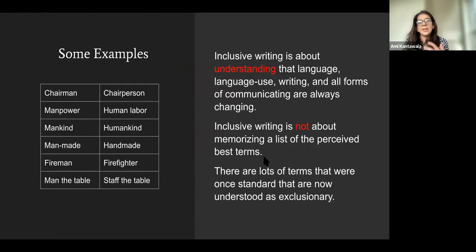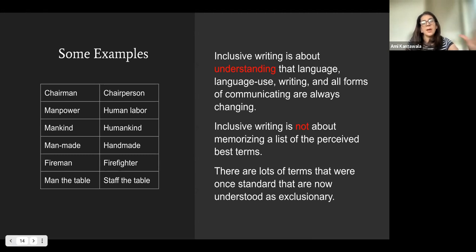And here are some other examples about inclusive writing. How you understand language use, writing, and all forms of communicating is constantly changing. 15 years ago, one would have never thought of these aspects in our writing, but now we're becoming more and more aware, particularly after George Floyd. The nation is consciously making the effort to make sure that we are not traveling back in time. And it's really not about memorizing a list of perceived best terms, but rather making yourself aware, learning about the best way to include and develop this kind of writing and research and work and teaching.